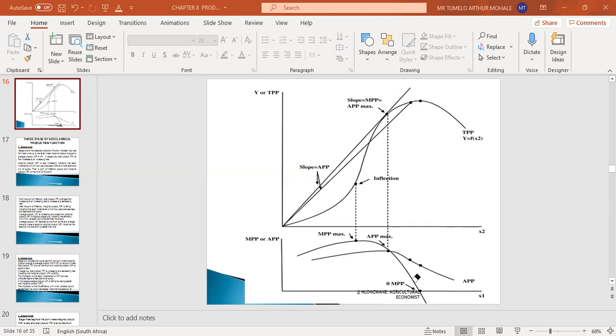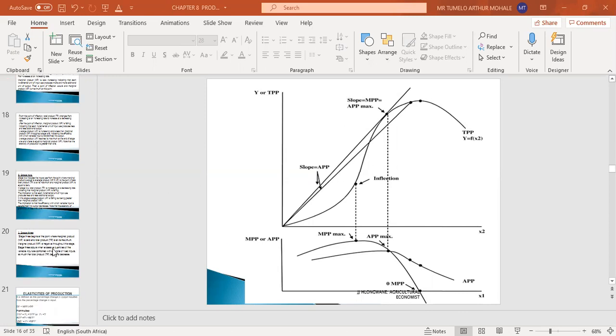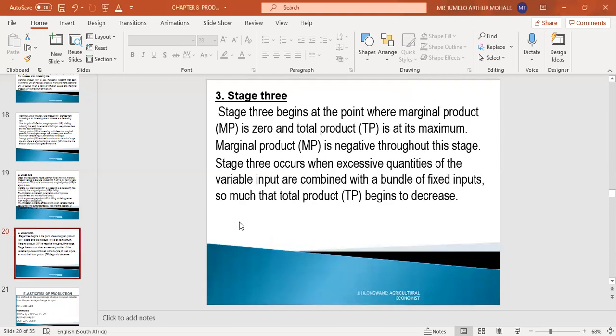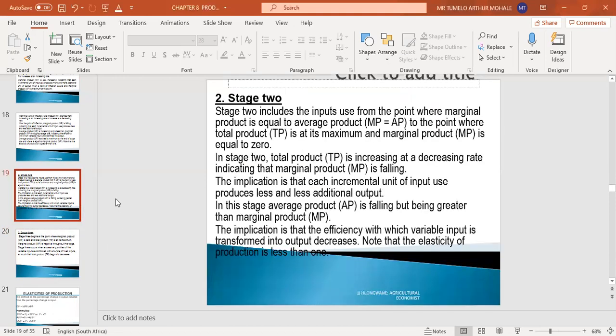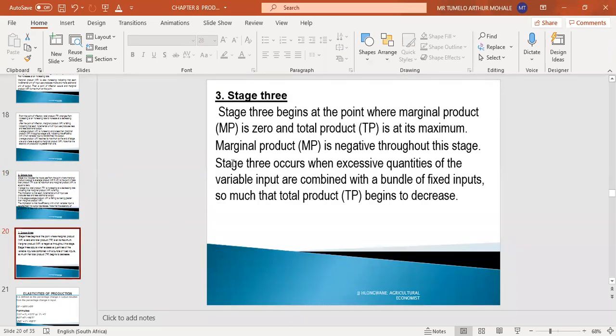So in stage 2, this is what's happening. This is your APP, it's above the MPP. So that is true. In stage 2, APP is greater than the MPP. Do you understand it graphically? Yes. Okay. Thank you. That is the end of the important thing I wanted you to know with regards to stage 2. Then the rest you will read on your own. Those ones are the important ones. You can never pass this module without knowing them.